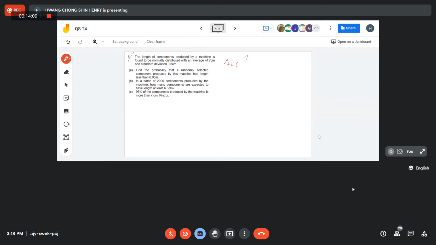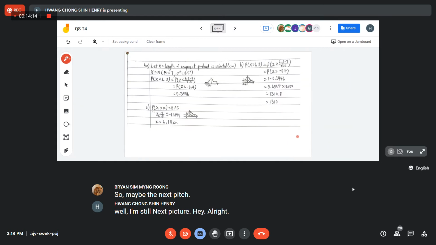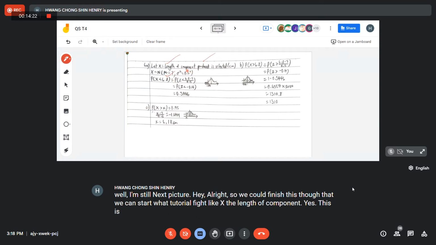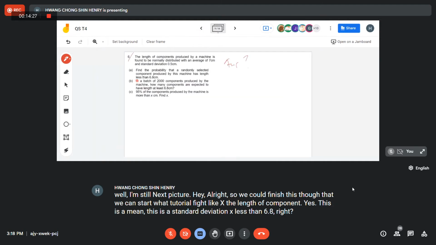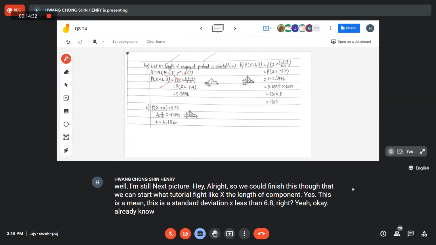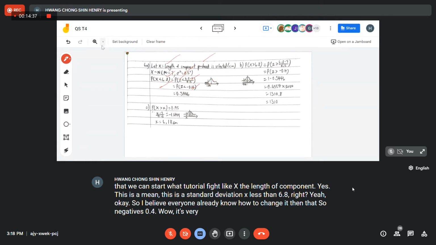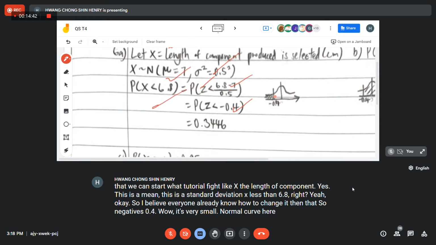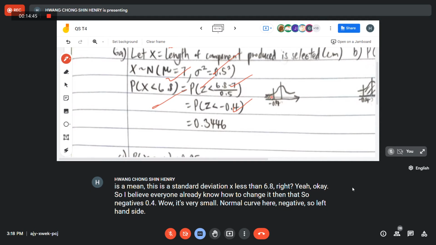Well, I posted mine in the next page. Okay. All right. So we quickly finish this so that we can start our tutorial 5. Let X be the length of component. Yes. This is your mean. This is your standard deviation. X less than 6.8, right? Okay. So I believe everyone already knows how to change the standard. So negative 0.4. Wow, it's very small. Normal curve here. Negative, so left hand side smaller.